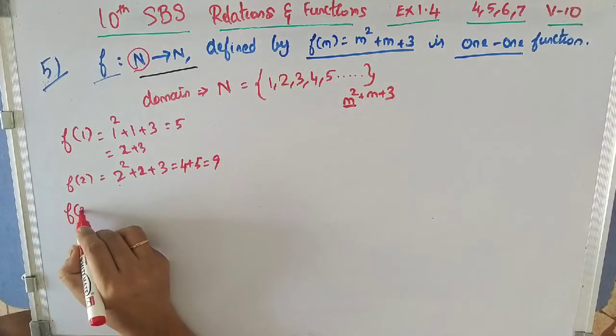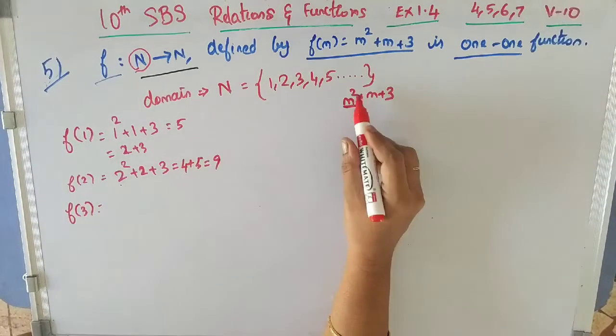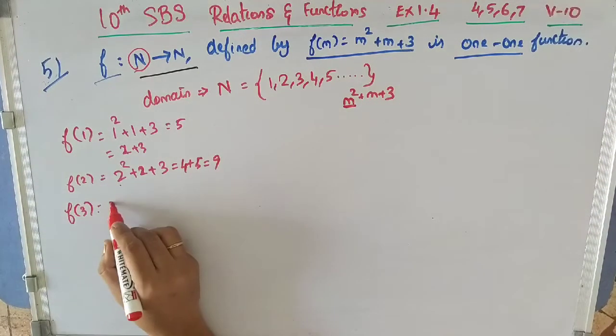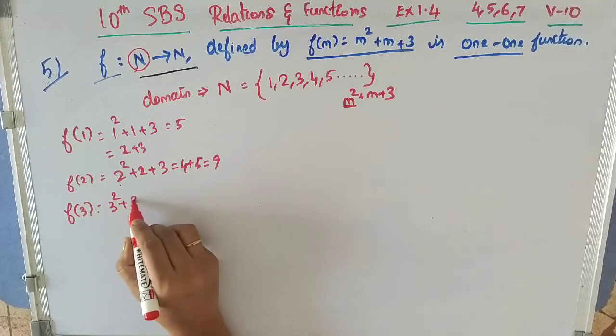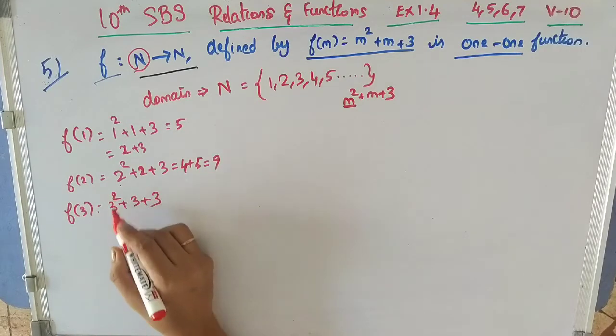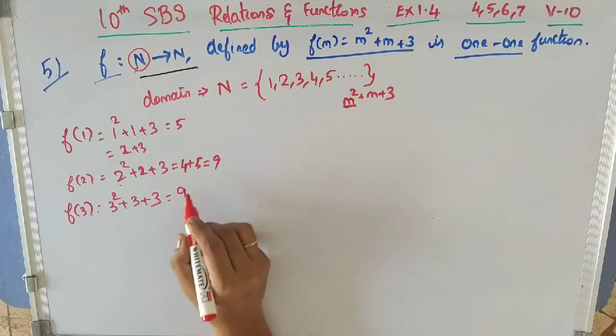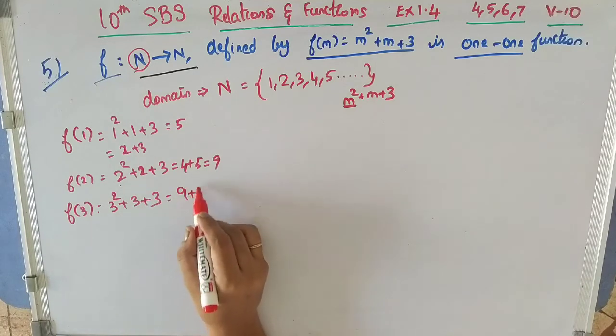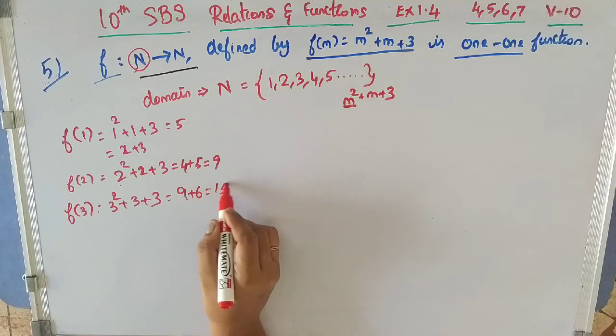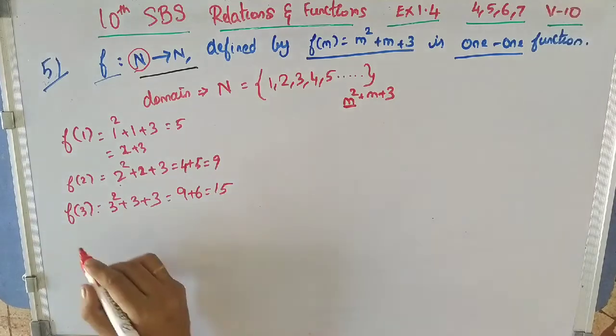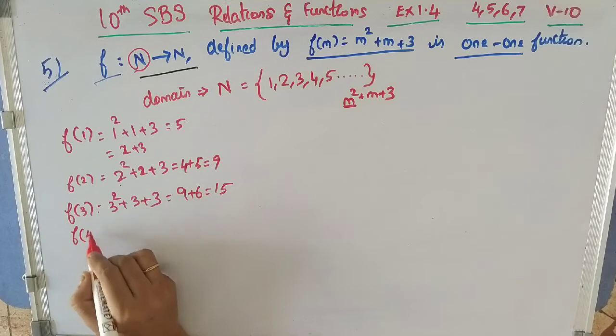Clear? Now f of 3, isn't it? m squared plus m plus 3, therefore 3 squared plus 3 plus 3. What is 3 squared? 9. 3 plus 3 is 6. So 9 plus 6 which is equal to 15. Clear? Okay.